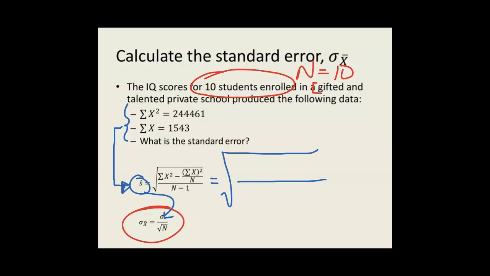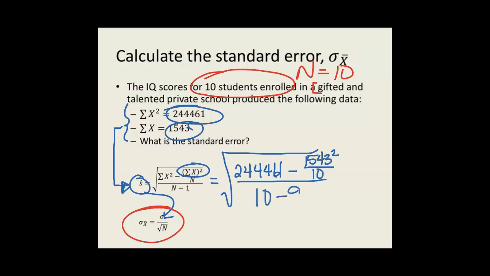So I'm going to start off by just doing some substitution. Under my square root in the numerator, the first thing I have is the sum of the squared values of x. So I'm going to put that in: 244,461. And now I'm subtracting on top the sum of x quantities squared. So it's going to be 1543 squared all over n, which is 10. And then the whole numerator is over 10 minus 1, because remember, we're calculating S hat.